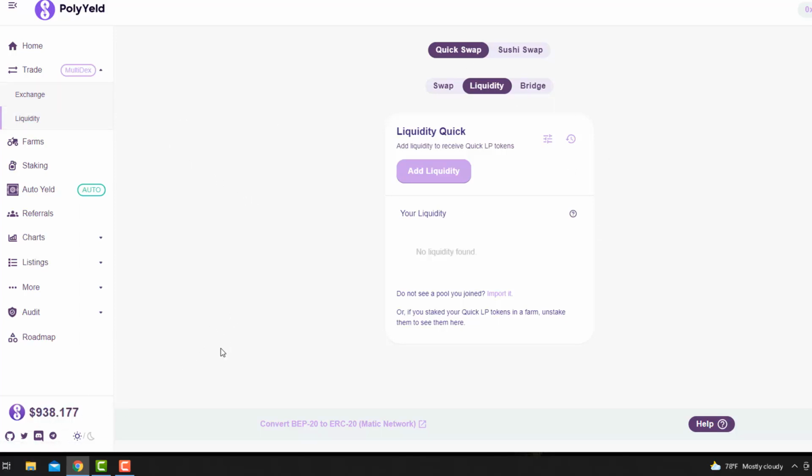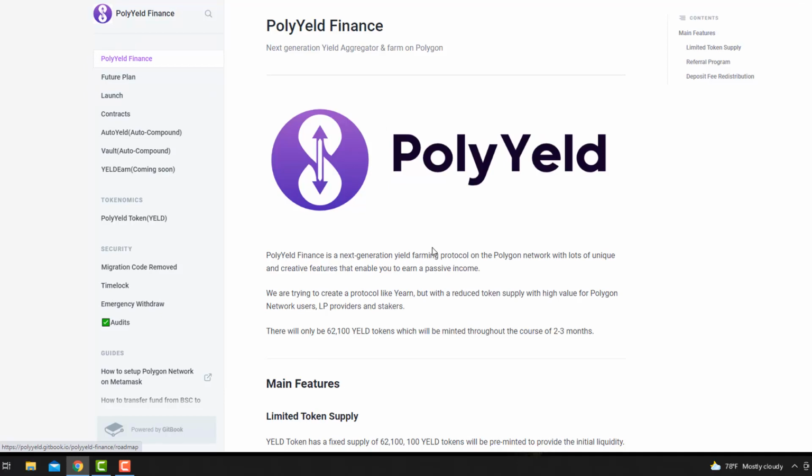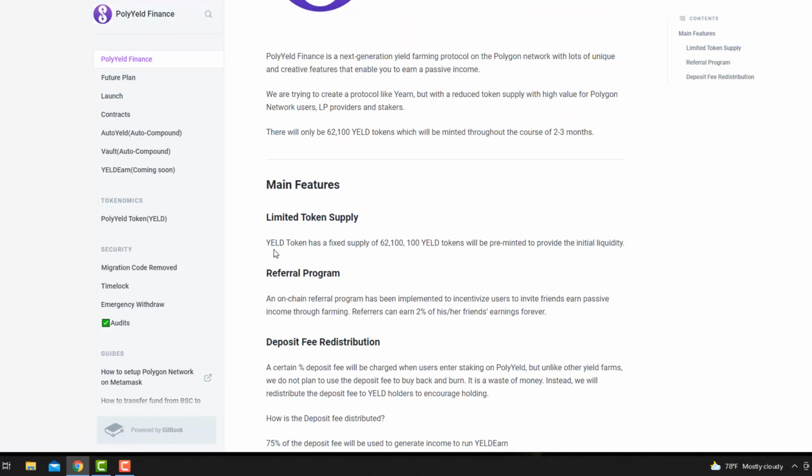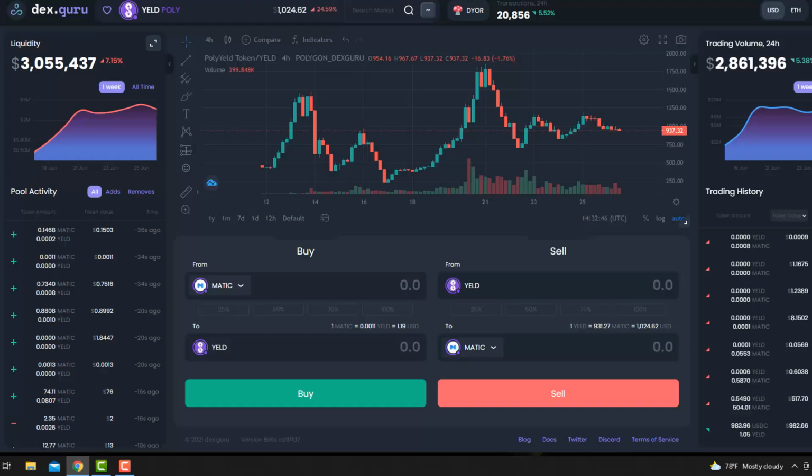Another thing is that these yield farms generally have millions, if not billions, sometimes trillions of supply, but this one has only got a small supply. If we have a look at their docs, they have a limited supply of 62,100. 100 of these were pre-minted for the initial liquidity. That's definitely different. There's only 62,100, and that's probably why the price is kept up.